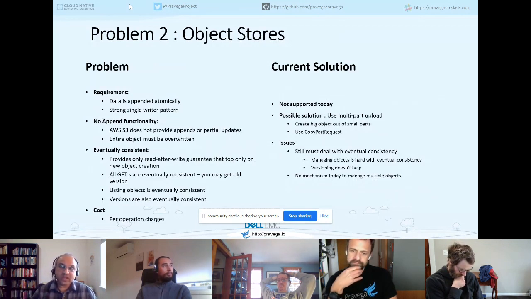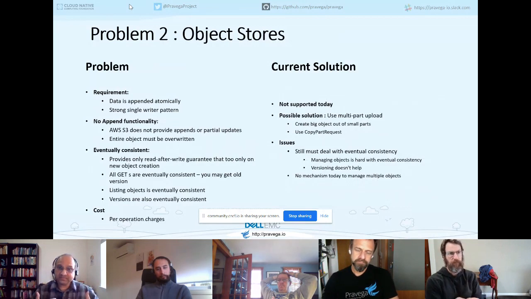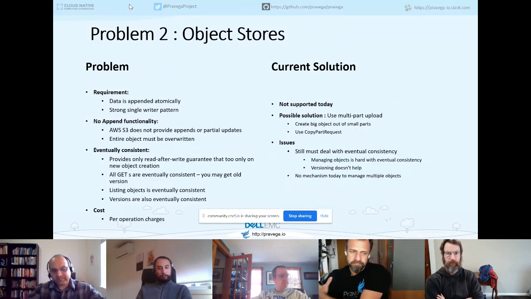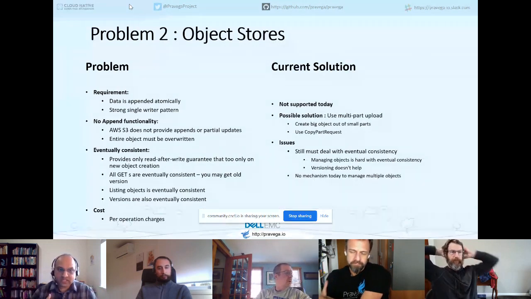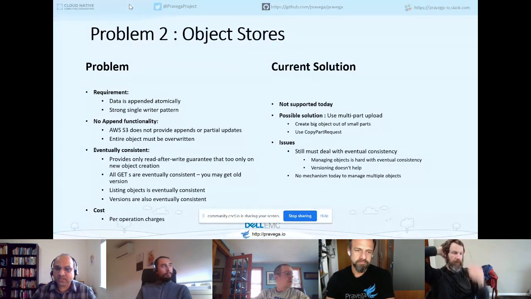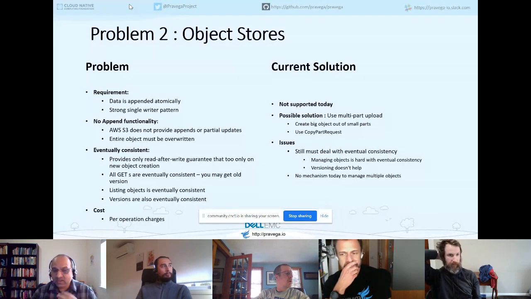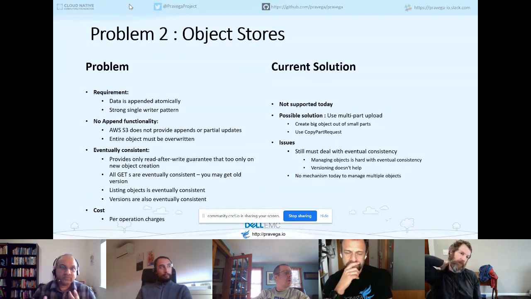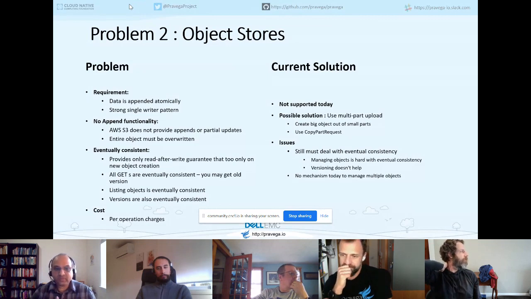So if you think about appending data to segments, what that means is we have to read the data, append that data locally, and write that data back. But then we still have to deal with other problems where now we have to deal with eventual consistency. The reader, or when you read back that data, are you going to get the older version or a newer version?